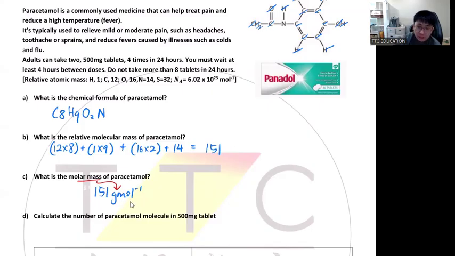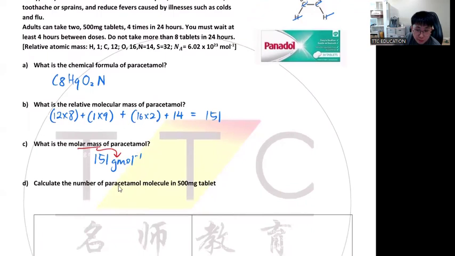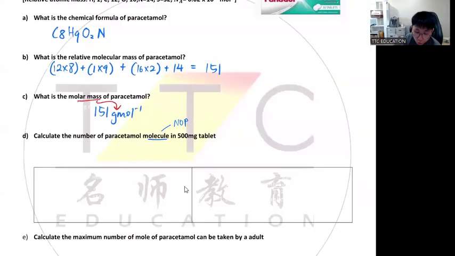Okay, yeah. Then calculate the number of paracetamol molecule in 500 milligram tablet. So guys, look at the question, what they want. Number of molecule. So what is number of molecule? Number of particles, which is NOP. Okay, but then guys, how do we do this question? Usually to find NOP, you need moles. But do you have moles? No, but we can find mole. How? By having the mass of the tablet. Okay, so if you got mass of tablet, what can we do?